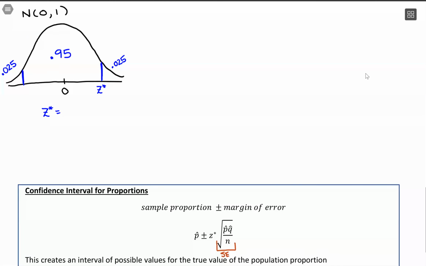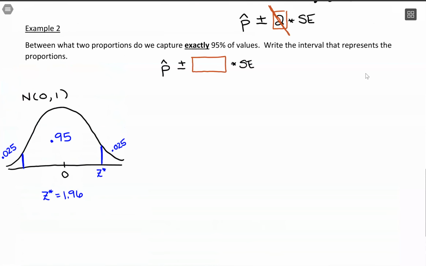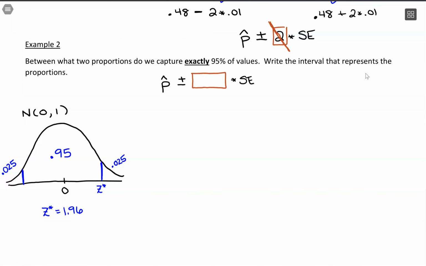So what I want to use there is a z-score of 1.96, and that's actually true to get exactly 95% of values in between. So what we want to do is, instead of going 2 standard errors above and below to get about 95%, we want to go exactly 1.96 standard errors above and below, and then we'll have exactly 95%.